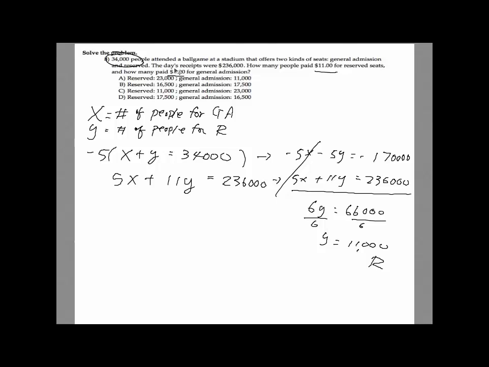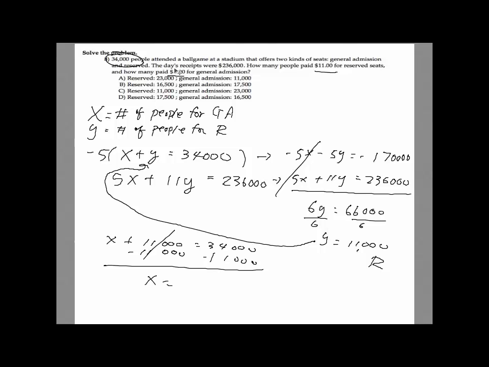And then you substitute that into here. So x plus 11,000 equals 34,000. And then you subtract 11,000. So x equals 23,000. That's general admission. So the answer is C.